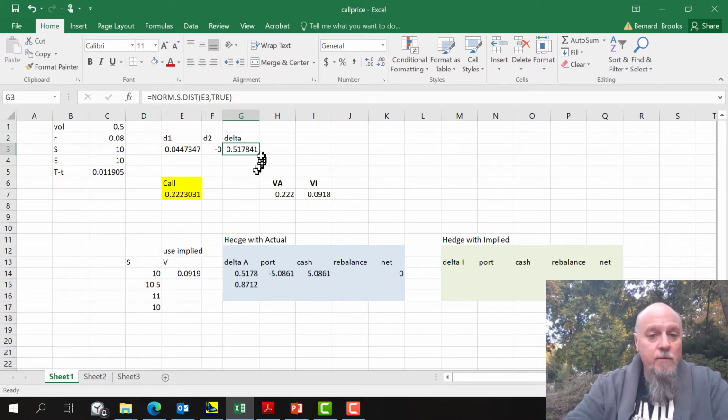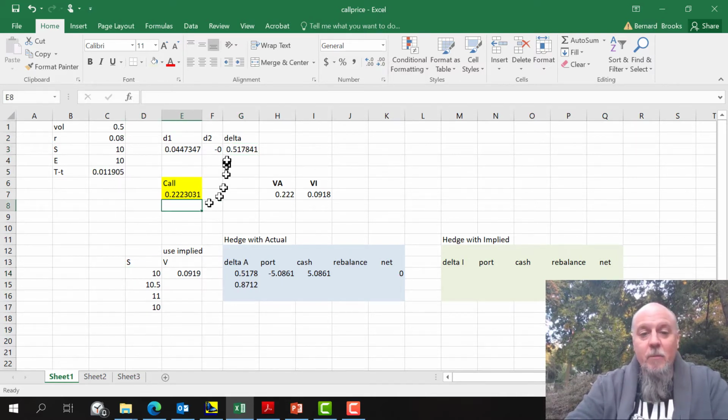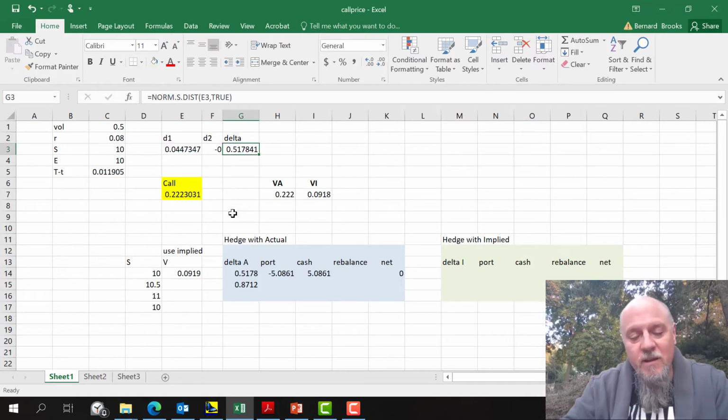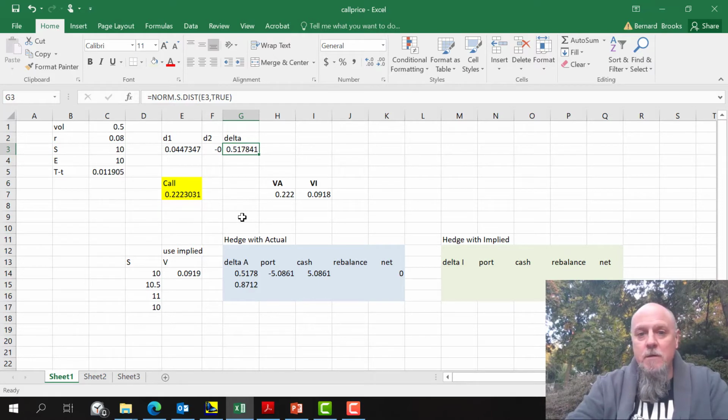If I short 51% of a stock, and the stock is currently selling at $10, that means someone's giving me $5.17, $5.18, and I owe them 51% of a share. I'm going to take some of that cash and buy the option in the market. I'm not going to pay $22, I'm going to pay this 9 cents. So this is the cash I have then.